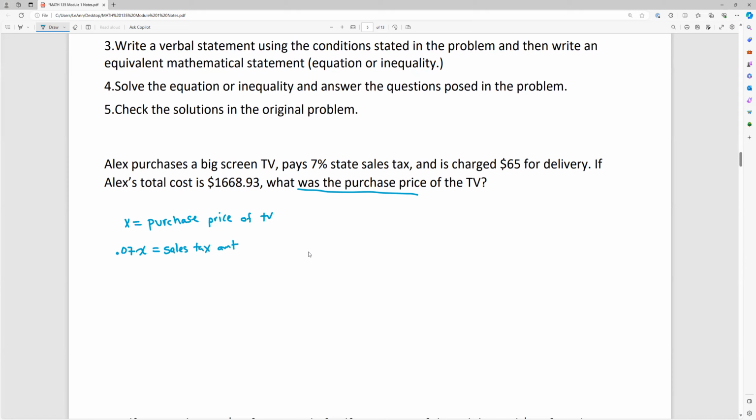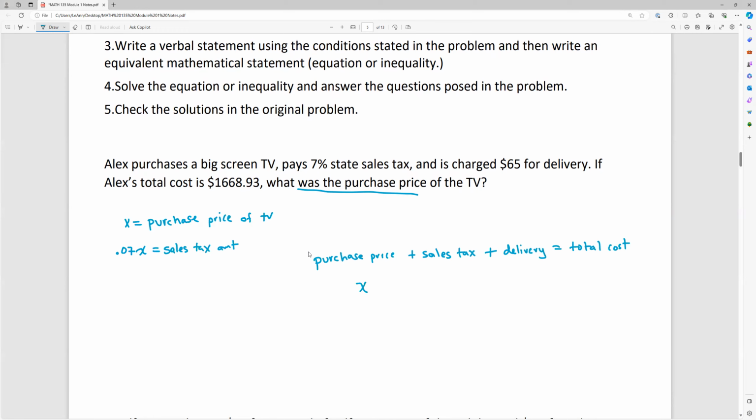Okay. Then we want to think about how does a purchase happen? Well, when you get a total cost, you had your purchase price plus any sales tax, which is added on to the cost, plus any delivery. And that equals the total cost. So we can now write our equation.